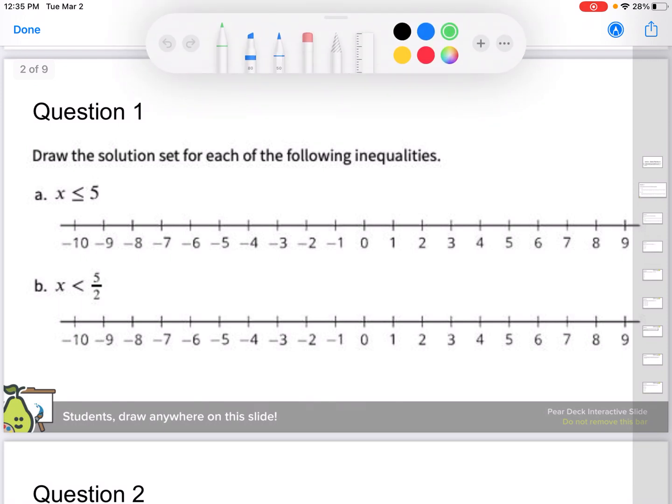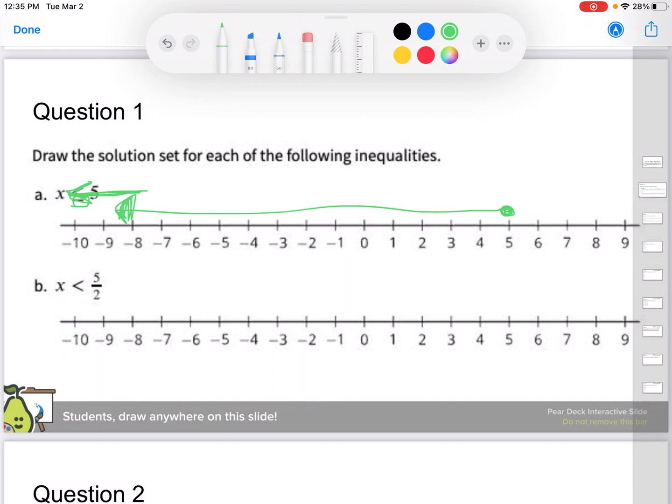I just want to remind you that if it has a line underneath the inequality, that means it's going to be a closed circle. So I need a closed circle on 5, and this says x is less than or equal to 5. If you remember the trick that my student teacher taught me a lot of years ago, it tells me that the arrow is going to go this direction. So it's going to cover all the numbers that are less than or equal to 5.